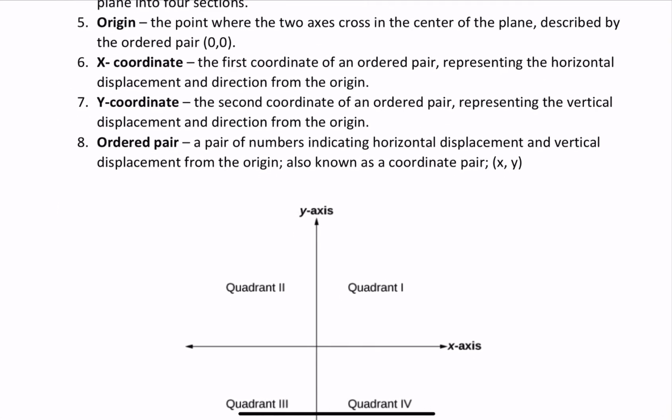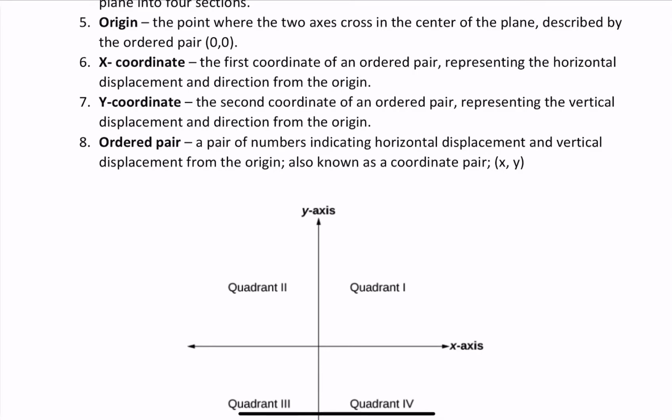Right there in the center, where the two axes meet, is the origin. That's the ordered pair 0, 0. That's basically your starting point. If you're plotting any points, you're going to start at the origin. And then your x coordinate is the first coordinate in your ordered pair, and it runs horizontally, so left to right. The y coordinate is the second coordinate, and it runs vertically, so that's up and down.